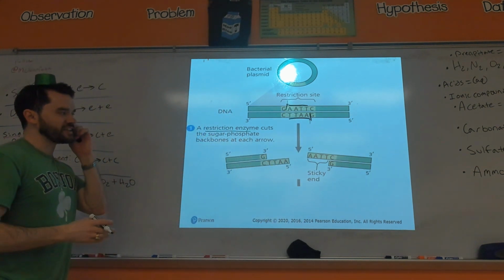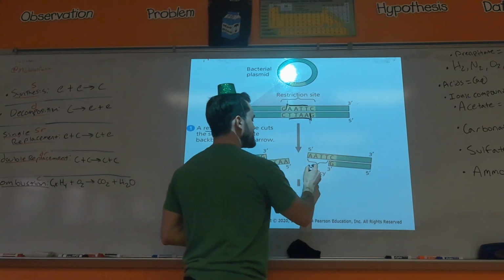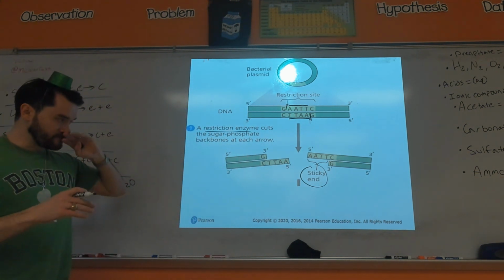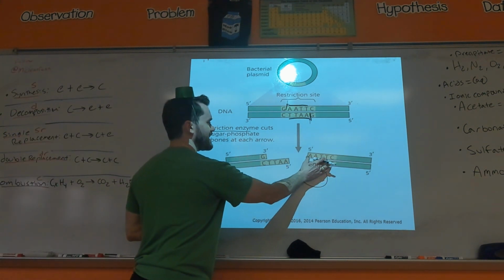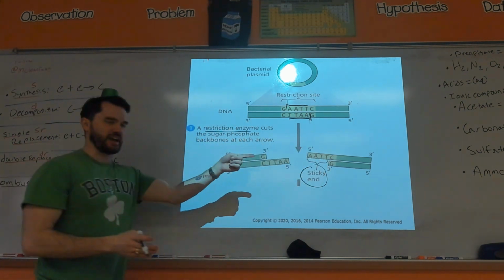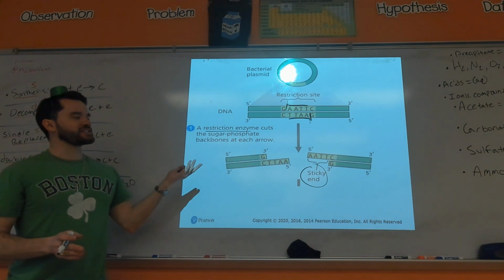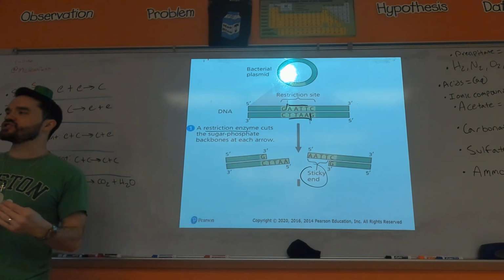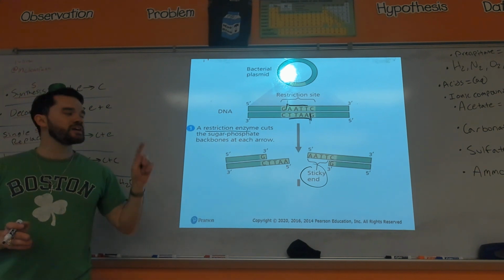Now, how it cuts the DNA, you end up with these things called sticky ends. These sticky ends create almost like an anchoring point where you could insert DNA. When we go over bacterial transformation, I'm going to go more into how we could use this to insert genes and use it for genetic engineering.